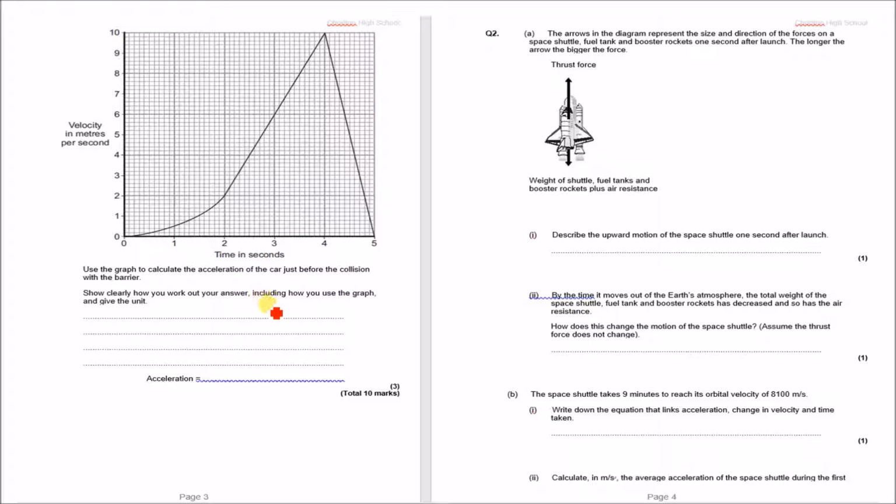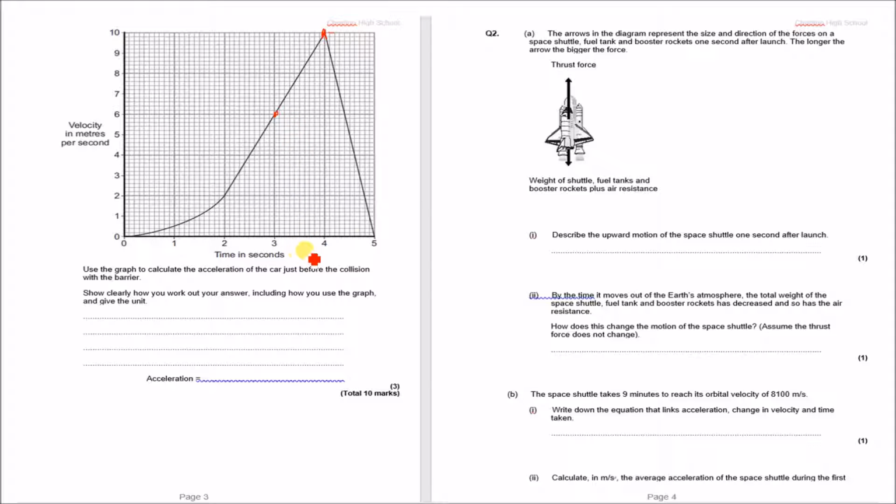Use the graph to calculate the acceleration of the car just before the collision. So we're looking for a straight line part, and we're looking for a point where it's easy to tell from the graph. If we look at the graph, whereabouts is it easy? Well, at this point here it's going to be easy to get a value, and at the top it's going to be easy to get a value. Those are the easiest points to find values.